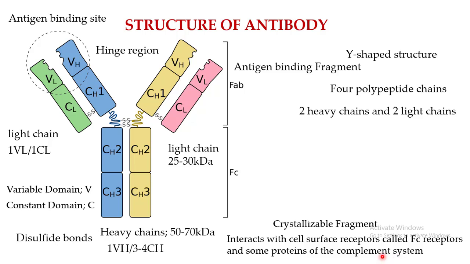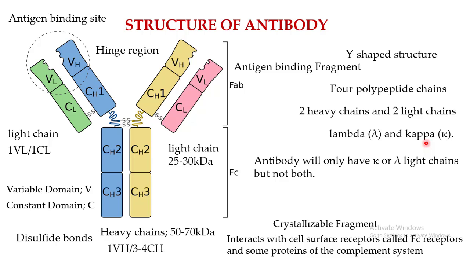If you look at these light chains over here, the light chains come in two varieties. So when you talk about the structure of the antibodies, the light chains are going to come in two varieties. One light chain is known as the lambda light chain. The other one is known as the kappa light chain. And in the structure of the antibody, the antibodies are going to have only the kappa or the lambda light chains, but not both.